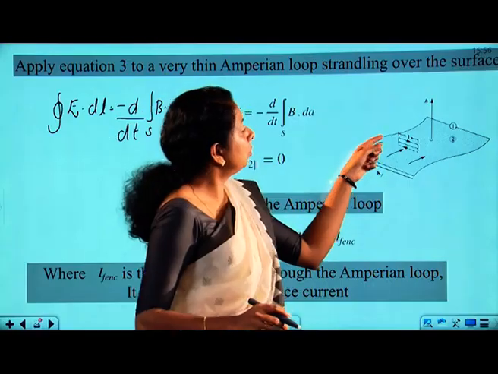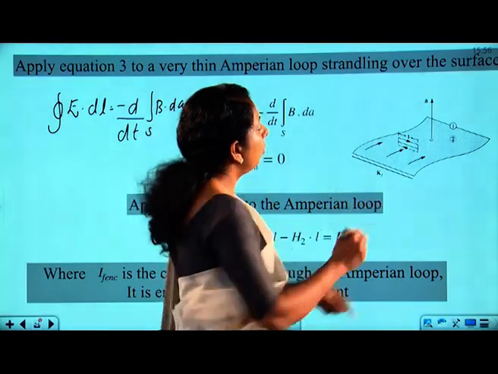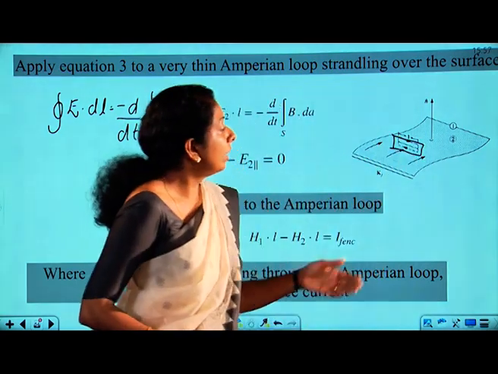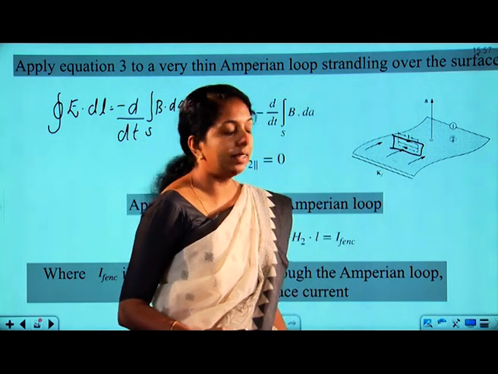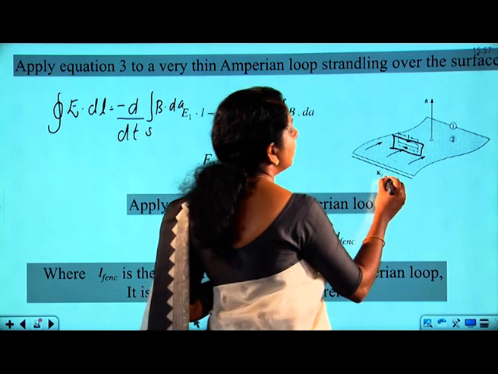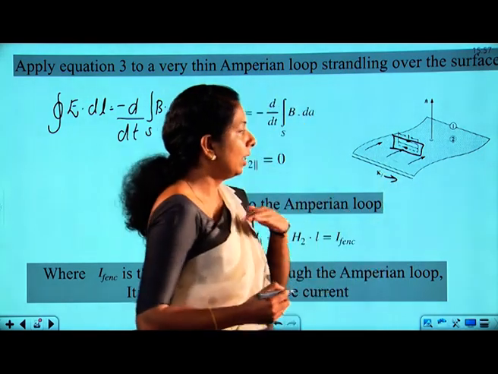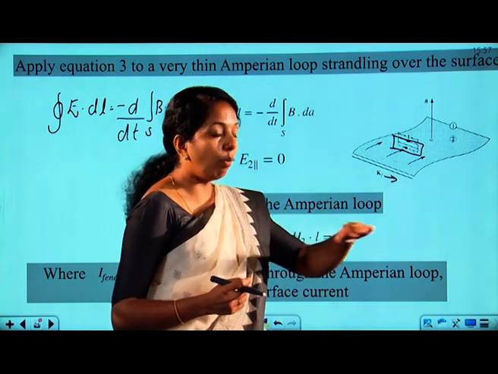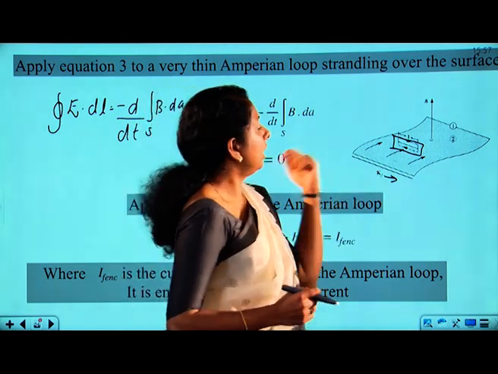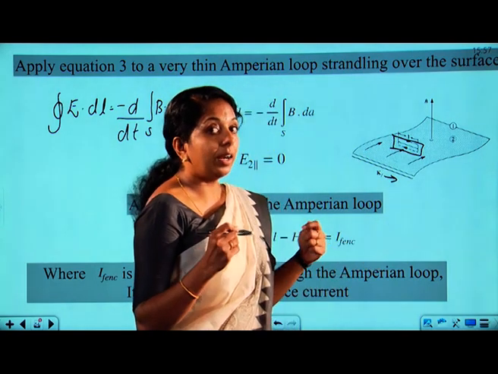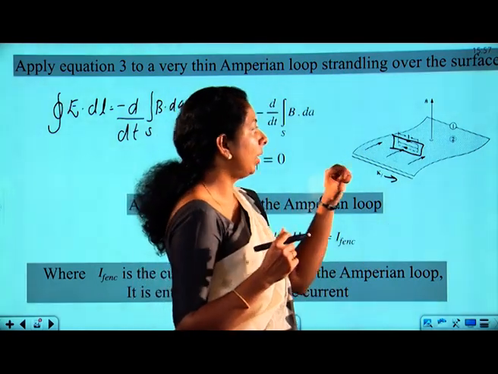So, for that we choose a closed Amperian loop here. This is the Amperian loop, and here we have a plane sheet having surface current density. So, here there is some source of magnetic field on the plane sheet, or some current is flowing over the surface, that is K, and we know how K is defined, that is the current per unit length perpendicular to the flow.